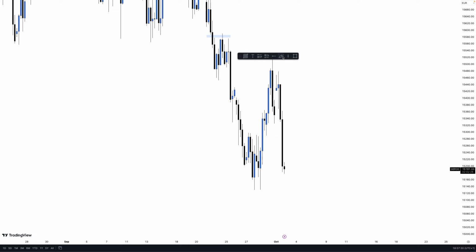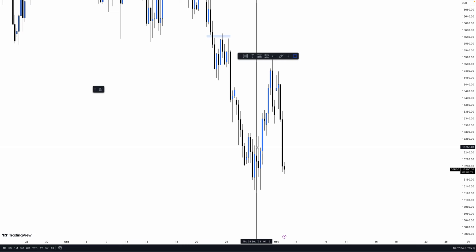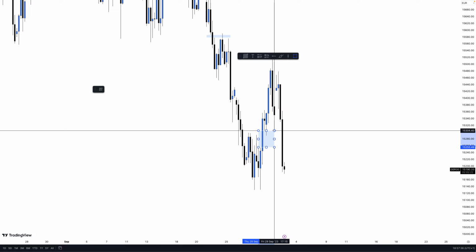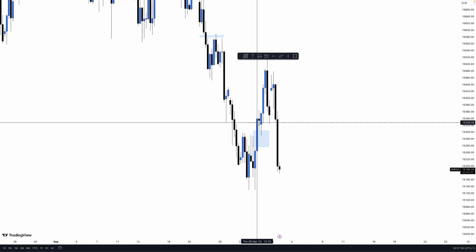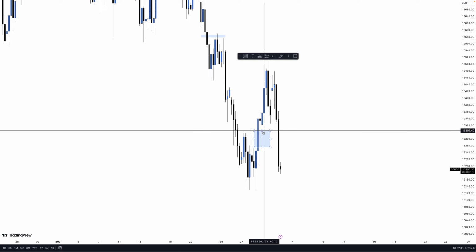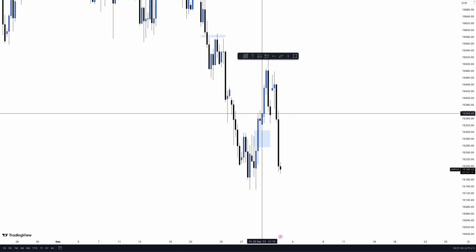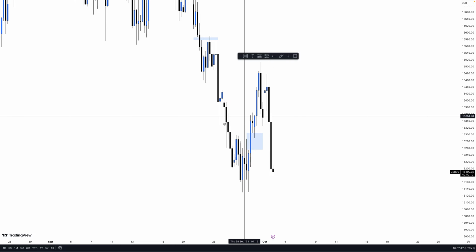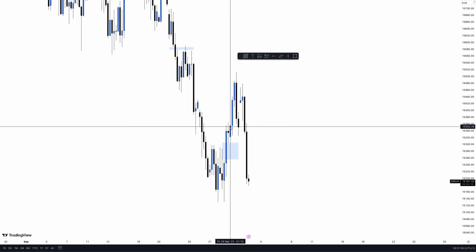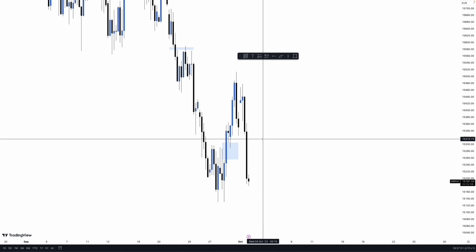We can do this one as well. 1, 2, 3. Boom. So price taps into our point of interest, which is that imbalance. Bullish candle out. You could have found an entry off that. You want to wait for a candle close out of the fair value gap.